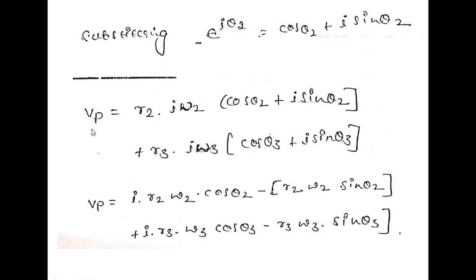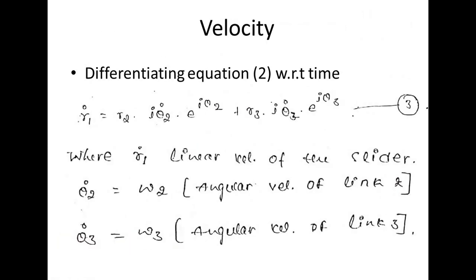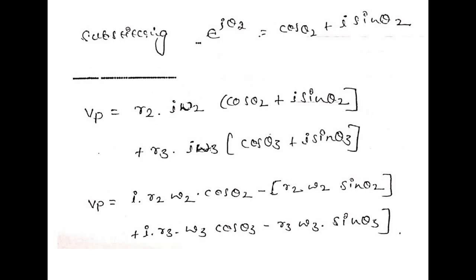That is nothing but the velocity of the piston. Vp is equal to R2 I into omega 2 into cos theta 2 plus I sin theta 2. Similarly R3, the imaginary number I, into omega 3, into cos theta 3 plus I sin theta 3. So this equation we will obtain.